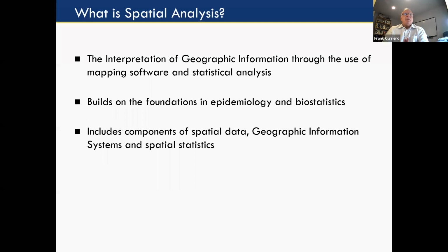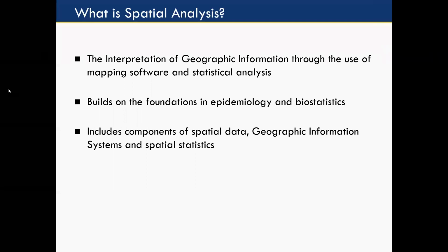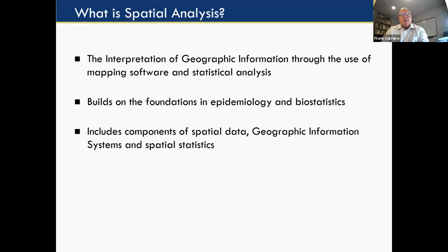Great, thank you, Nicole. So let's start off real simple. What is spatial analysis? This is one of the fields where it really depends on who you ask, because people can come at spatial analysis from a lot of different perspectives. You heard Tim's a geographer, I'm a statistician, and you'll see how those things are linked together under this field of spatial analysis: the interpretation of geographic information through the use of mapping software and statistical analysis. That pretty much is what I just said with Tim and I coming from our different perspectives.